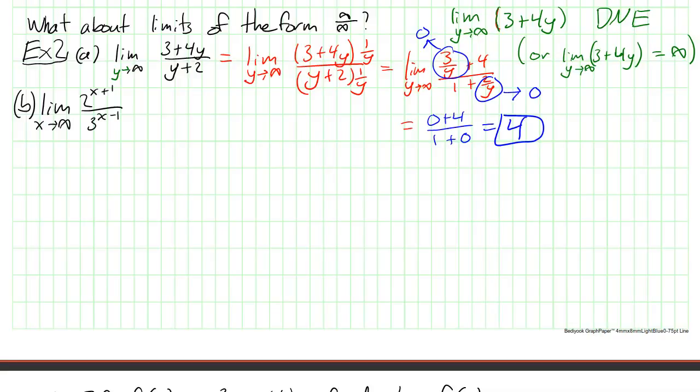B is a similar idea here. Let's take this one, and again, the top is approaching infinity and the bottom's approaching infinity. So what can we do? I'm going to try to cancel stuff out, and we'll see how it works.